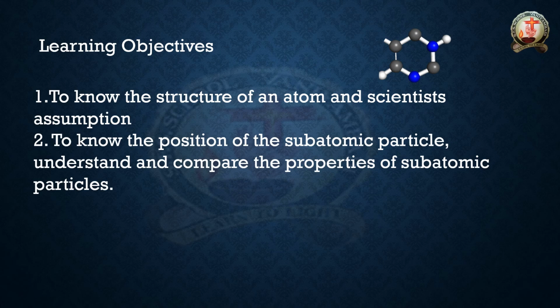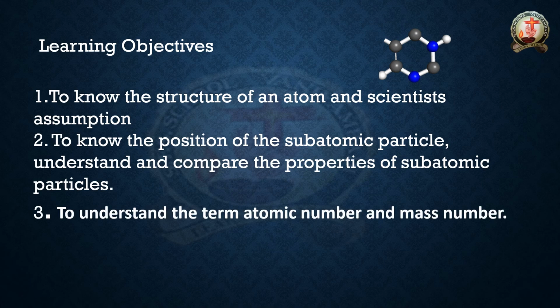First of all, you should understand the word subatomic particle. This is a very important word while we are studying chemistry. Then, to understand and compare the properties of subatomic particles. Third, to understand the terms atomic number and mass number. This is very important while we learn chemistry. Atomic number and mass number are very important numbers in your periodic table.